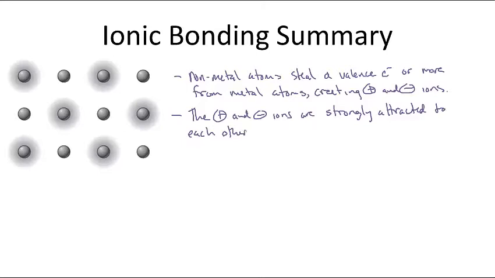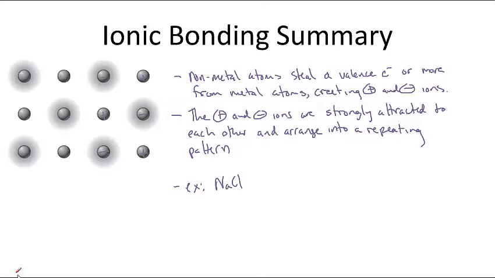And arrange into a repeating pattern. Examples here would be sodium chloride, the most common one that you guys are aware of. So again, we have our positive ion and our negative ion, and then they're alternating with plus attracted to minus.